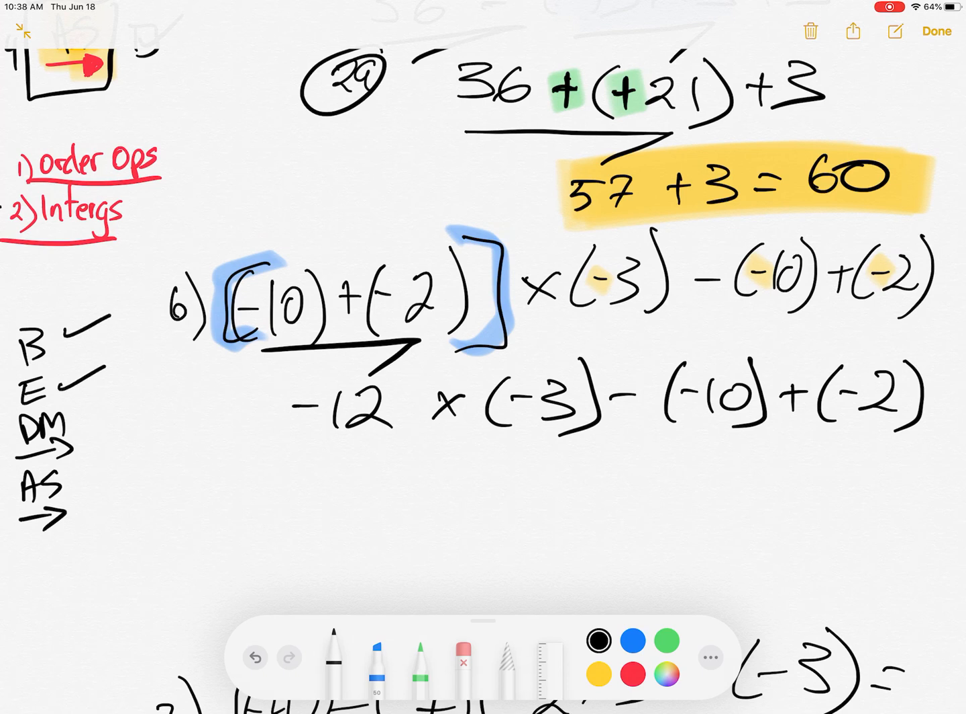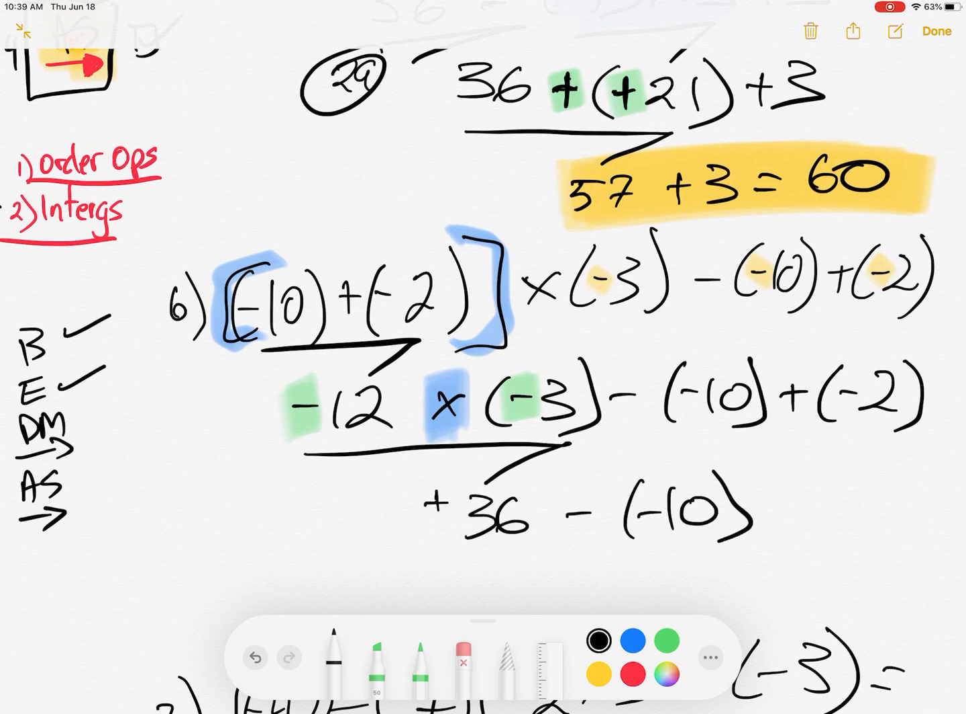Brackets done. Exponents done. Division or multiplication. Well, I have a multiplication sign right here, so that tells me these are my two numbers I'm working with. I also have a negative times a negative. Same sign, positive. Okay, so this is going to be positive 36 minus there's that minus negative 10 again. What are we going to have to do? Yeah, that's where you got to start thinking.